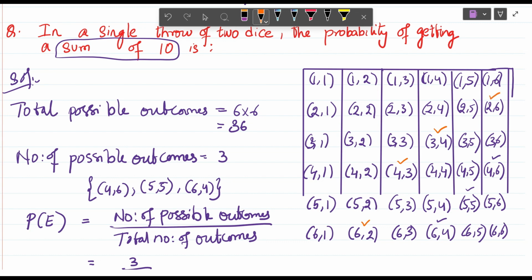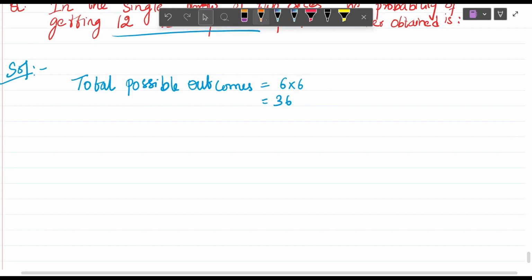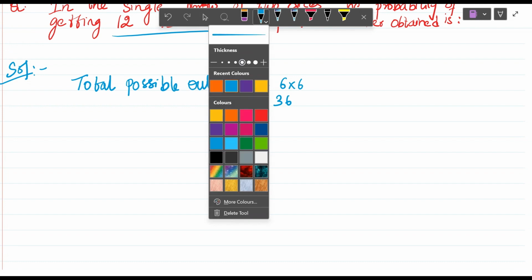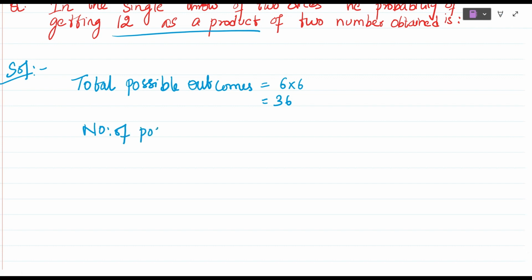Is there any other chance, students? Please check and tell. Out of these chances, how many did we get? We got 4. So let us write all the possibilities in our question. Okay. So the total number of possible outcomes.